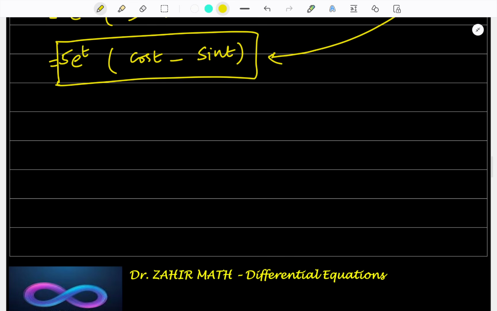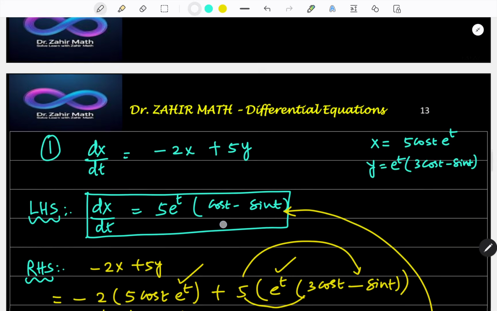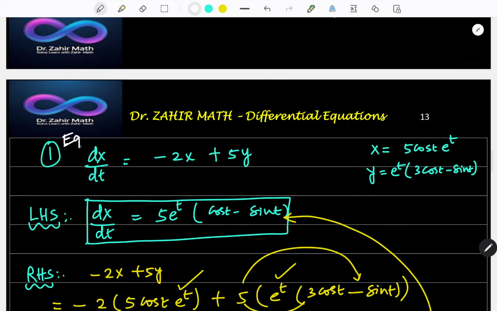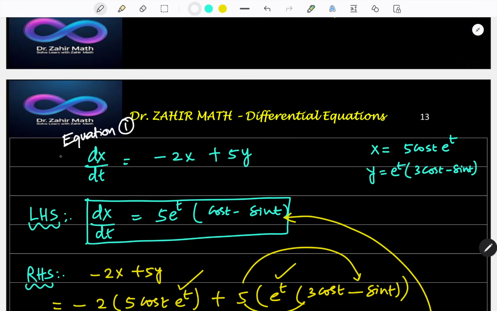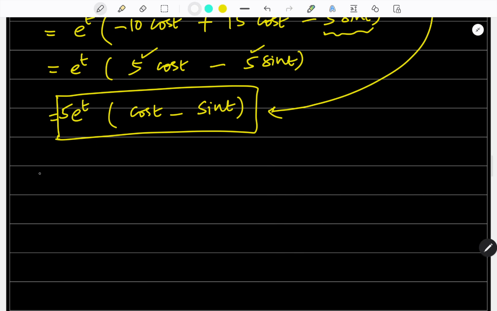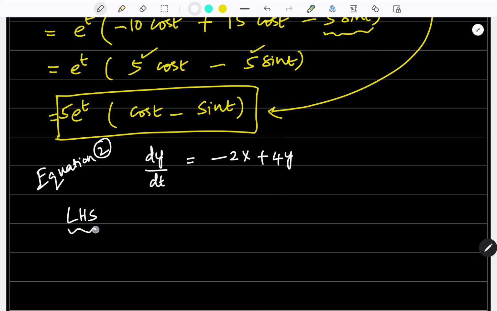So let's go to the next equation. This is equation 1. Now let me go for equation 2. What is your equation 2? dy by dt is equal to negative 2x plus 4y. So my left hand side is what? dy by dt.